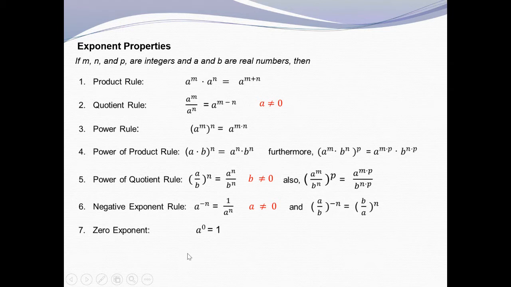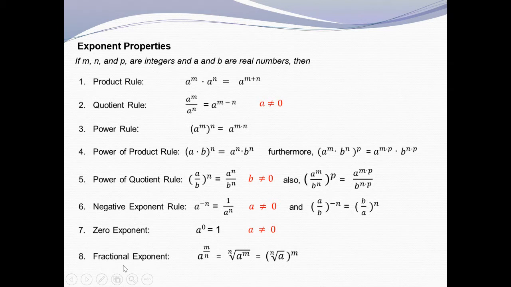Number 7, zero exponent. Anything to the 0 power is equal to 1. It doesn't matter what it is. So for example, here, a to the 0 power is equal to 1. And a cannot be 0.